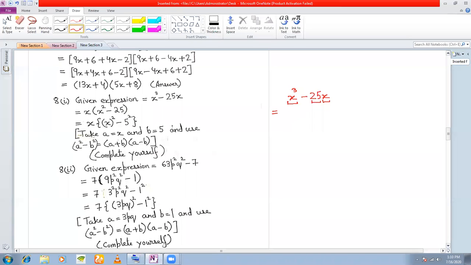Since both are not perfect squares, we try to take something common. That is, we take out the HCF of the two terms. What is the HCF of x cube and 25x? It is simply x, right? Agreed or not? HCF of x cube and 25x is x. Now, if I take out x from x cube, it will become x squared, right? And if I take x out from 25x, it will be simply 25.